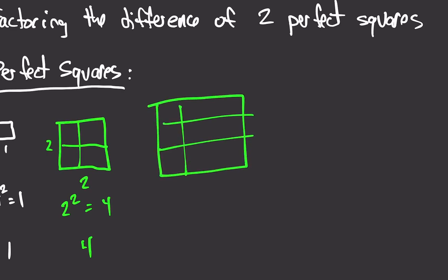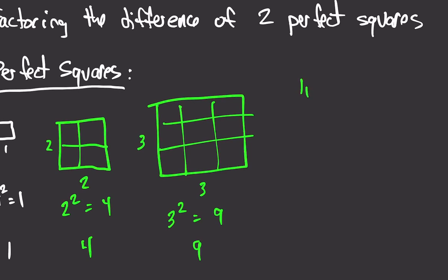The next perfect square would be a square that has sides 3 by 3. So we say that 3 squared is equal to 9. So 9 is going to be the next perfect square in the series. Now, we really should know all of our perfect squares up through, I would say, at least 144. That happens to be 12 squared.